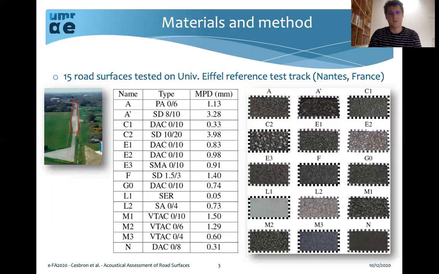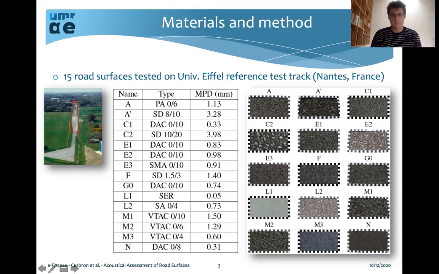Materials and methods. So 15 road surfaces have been tested on the reference test track in Nantes in France at Université Gustave Eiffel. You can see here a closer upper view of the 15 road surfaces, and in the table you have the name of each road surface, the type, and the mean profile depth for each road surface.